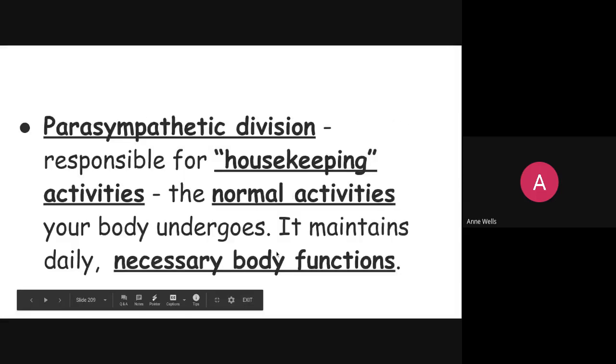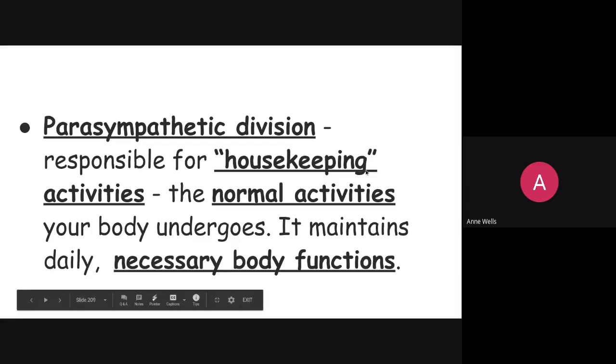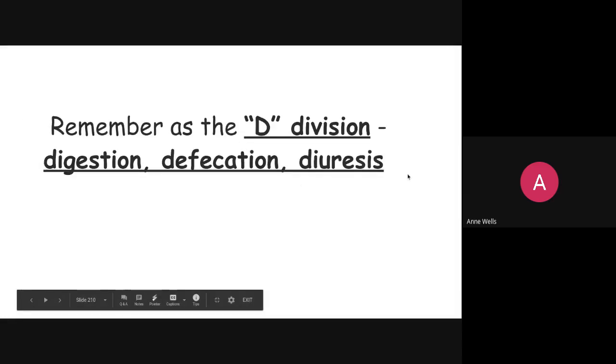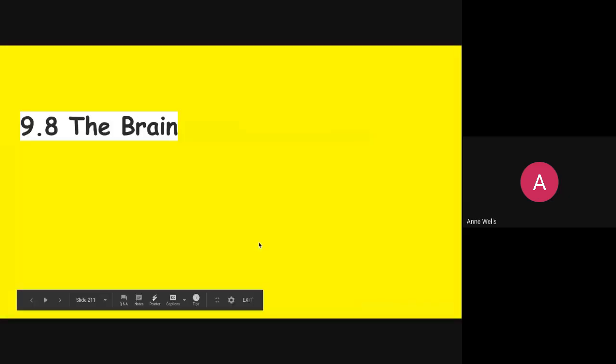And then we have the parasympathetic division, and it's going to kind of be the opposite. It's kind of responsible for what we might call housekeeping activities. These are just the normal everyday activities that your body's undergoing, necessary body functions, things that happen every day. So that's why we might call it housekeeping. We can remember this as the D division because a lot of normal everyday processes that are going on in your body all the time start with a D. A few are digestion, defecation, diuresis. So just a lot of normal everyday activities.